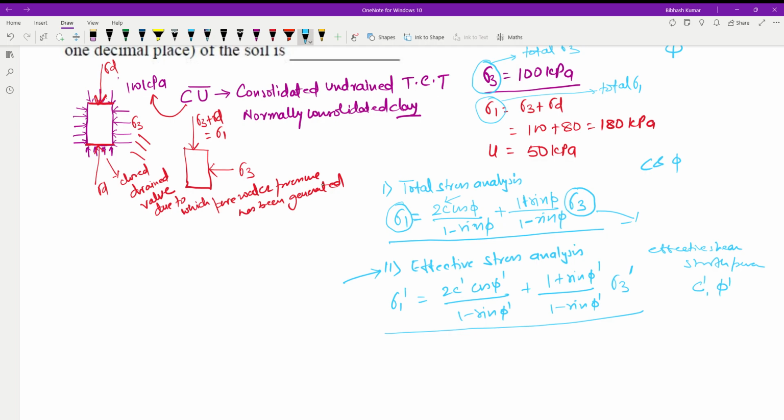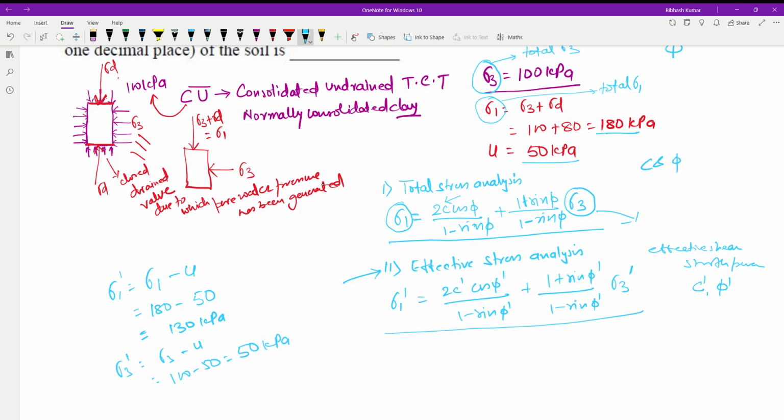So all the parameters I have written in terms of the effective parameters. So what will be sigma 1 dash? Sigma 1 dash will be nothing but sigma 1 minus pore water pressure. Here sigma 1 is 180. You just subtract the pore water pressure from the total stress, so you will get the effective sigma 1. Similarly, you can find sigma 3 dash, which is sigma 3 minus pore water pressure. So what is sigma 3? 100 minus 50, so this is 50 kPa.